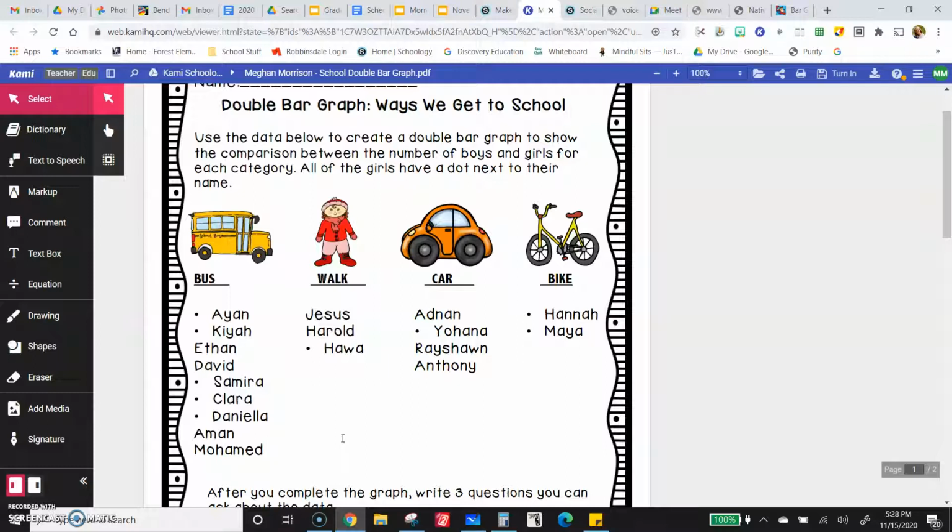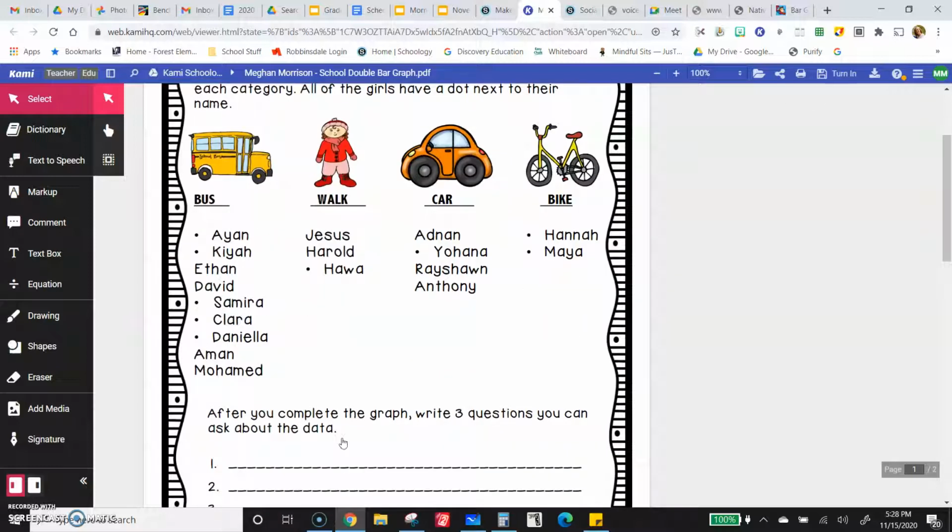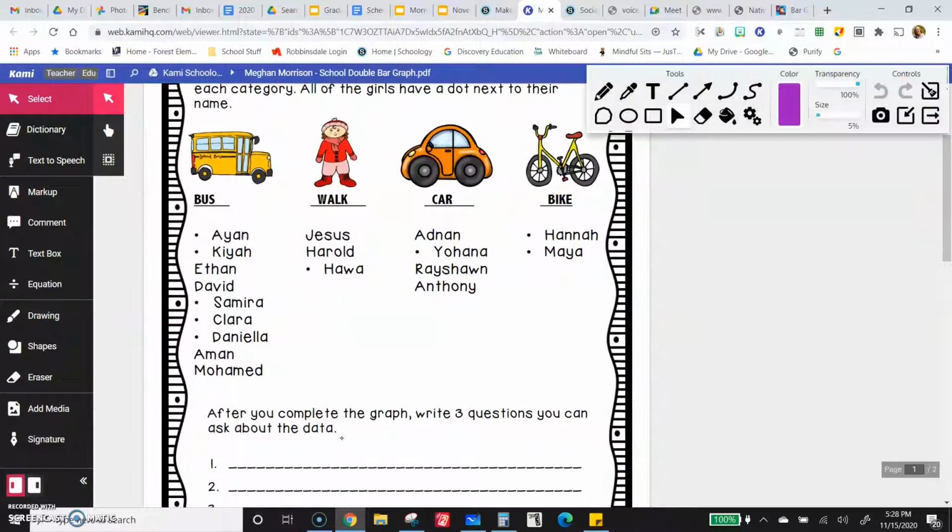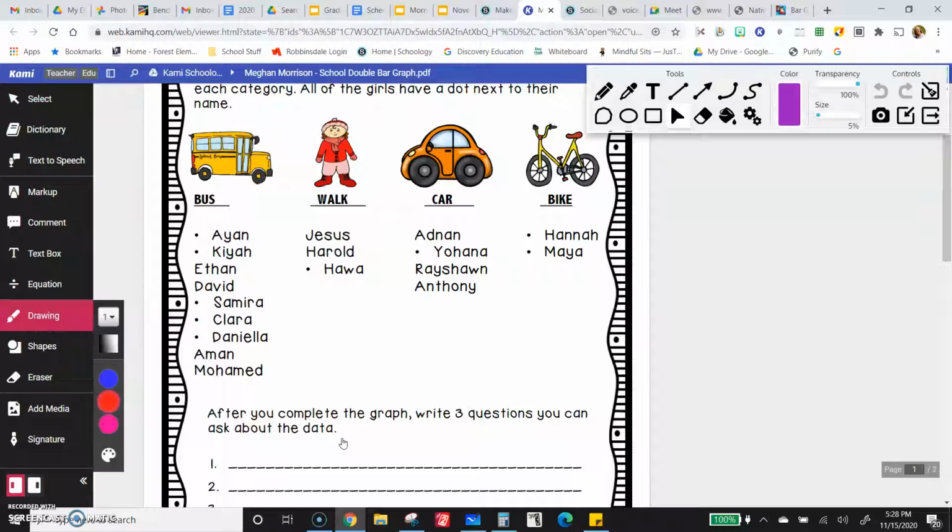All right, so notice they said all of the girls have a dot next to their name. So let's go ahead and count up for each category how many it is. I'm actually going to use that drawing. So here we have boys, 1, 2, 3, 4.